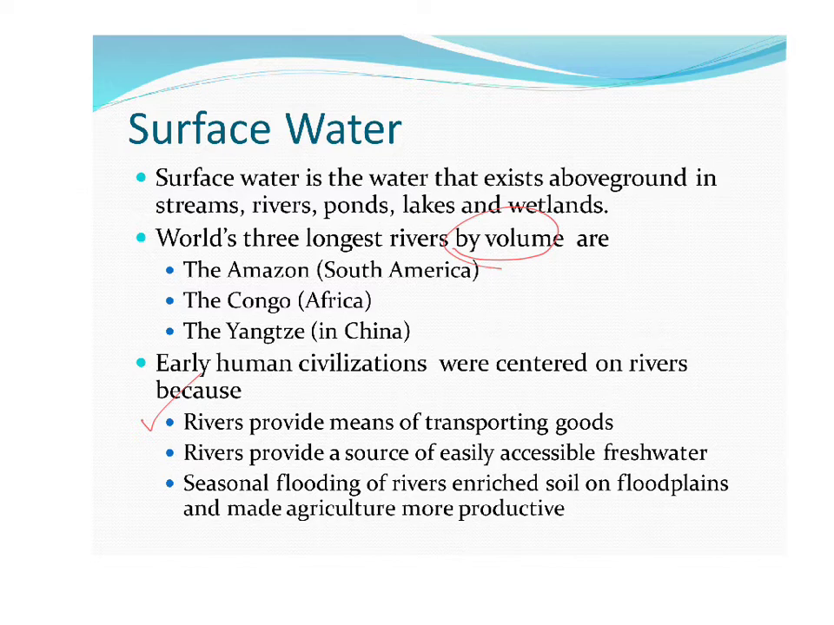Early human civilizations were centered on rivers because rivers provide a means of transporting goods easily. Rivers provide a source of easily accessible fresh water. And the seasonal flooding of rivers enriched the soil on floodplains and helped make agriculture more productive. And these are all reasons that you probably learned in AP Human Geography or World Geography if you didn't take a PUG.